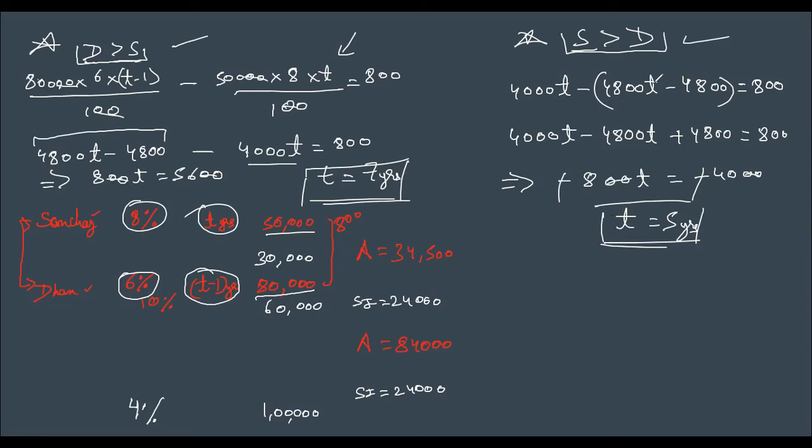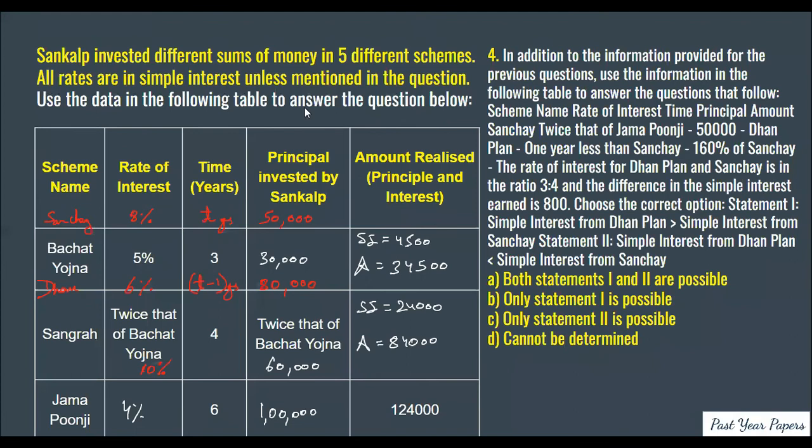You solve and check. Both of the assumptions, that Dhan's simple interest is greater than Sanchay's, and that Sanchay's simple interest is greater than Dhan's, are giving me answers. That means none of the statements is wrong. So what should we do? So what should be our answer? Our answer should be both statements 1 and 2 are possible.